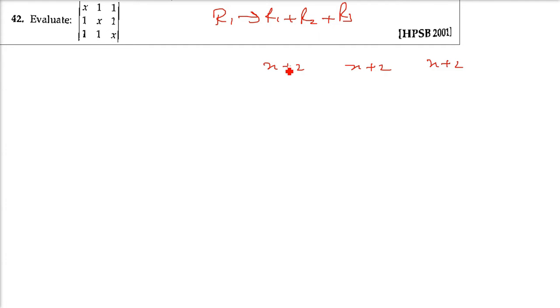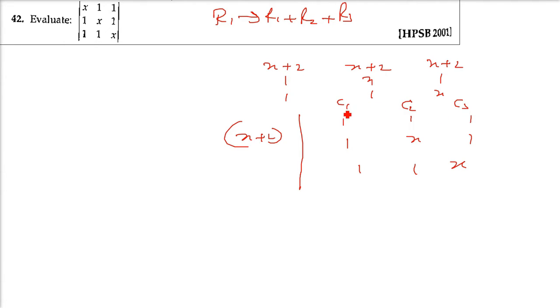Now when we take x plus 2 outside, what will remain? 1, 1, 1 here. You get 1, x, 1 and 1, 1, x. So x plus 2 I am taking outside. Now, if you subtract the first column from the second column, you will get 2 zeros. Either way you can do it.